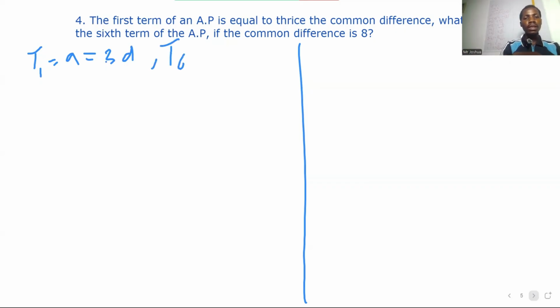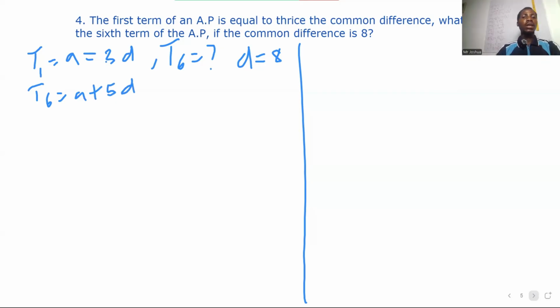We're looking for T6, if the common difference is 8, if our D is what? 8. So that means our T6 is giving us A plus 5D. That means we need our A and the value of our D to find our T6. Very simple question. Having known that our D equals 8, we can easily find our A, which is 3D.